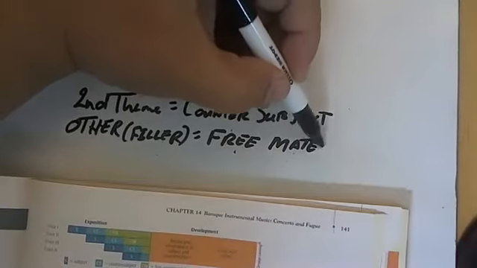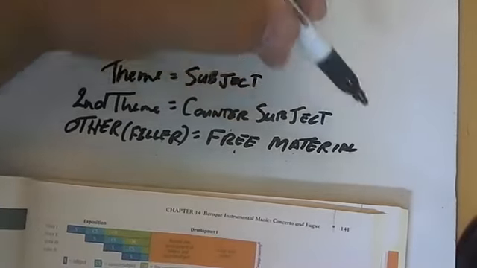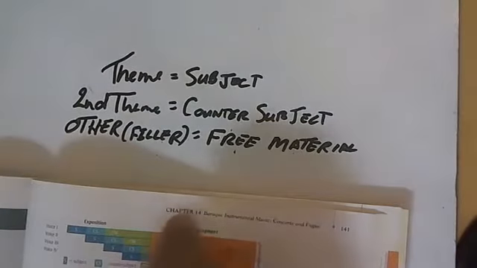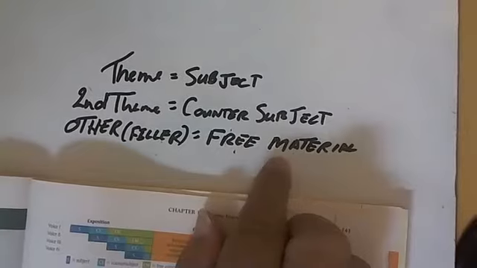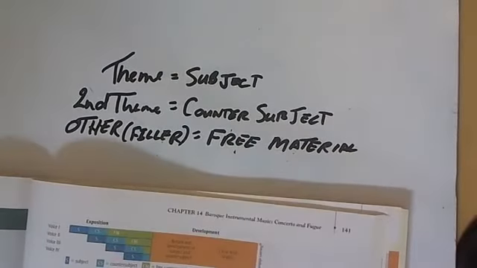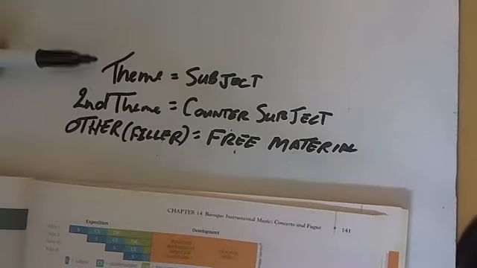Contrapuntal means polyphonic. Think of it like a shortstop in baseball. They're there. They need to be there. They fill an important role, giving that gap between those bases, but they don't have a base of their own, okay? So what's going to happen in a fugue is you're going to hear the main theme right off the bat.